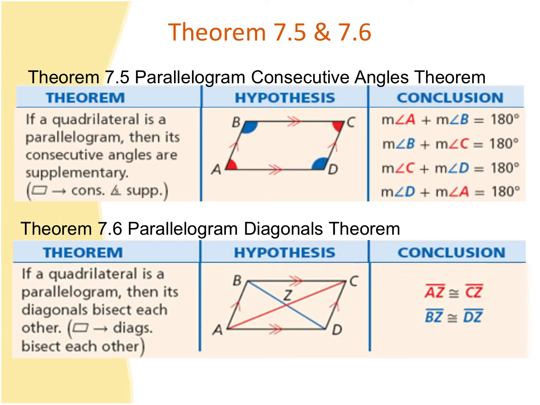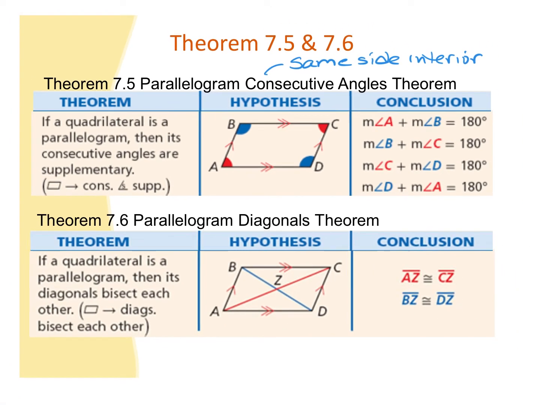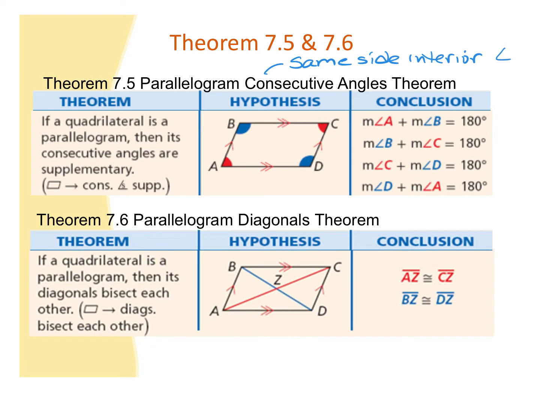So the next theorem is called the parallelogram consecutive angles theorem. If you recall back to that prior chapter where we learned about parallel lines and transversals, this is where we learned about consecutive angles. They were also called same side interior angles. So this is just another name for it. So be aware of both names in case you see it on an SAT.